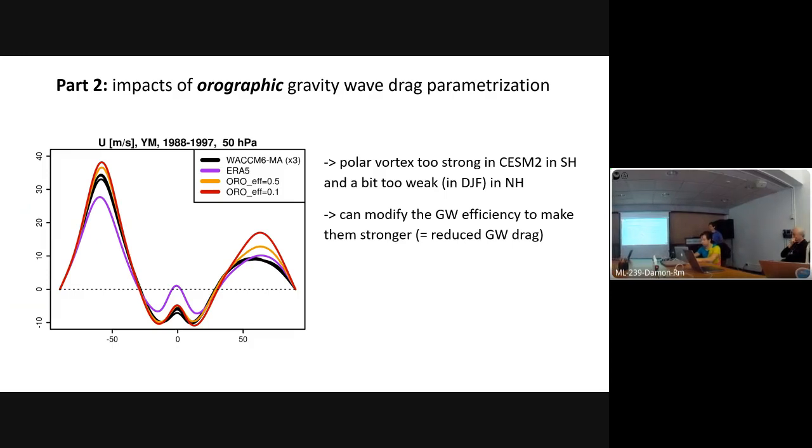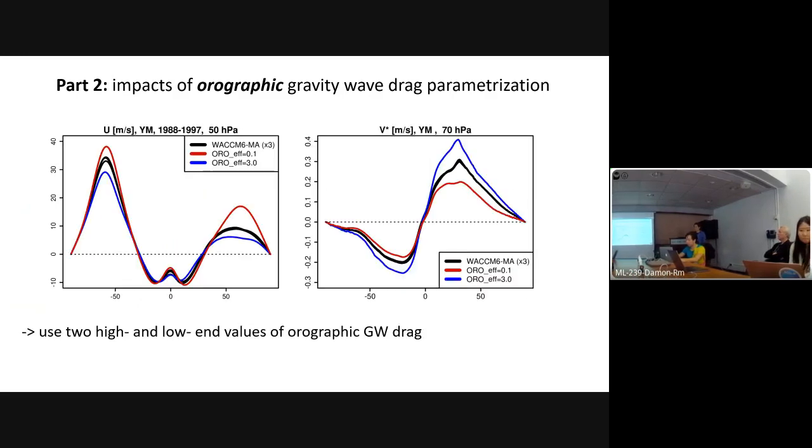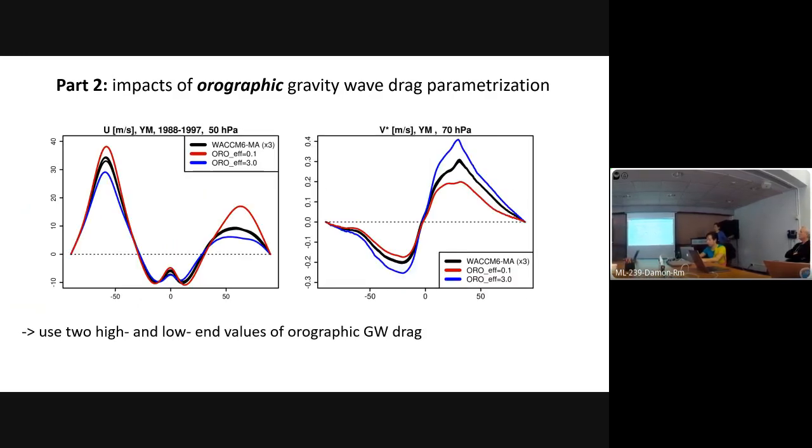So we are strengthening all of them, both of them. And we can also increase the gravity wave drag, and therefore this is going to weaken the polar vortices in the two hemispheres. So I'm going to focus on the two endpoint cases corresponding to the cases with high gravity wave drag and low gravity wave drag.